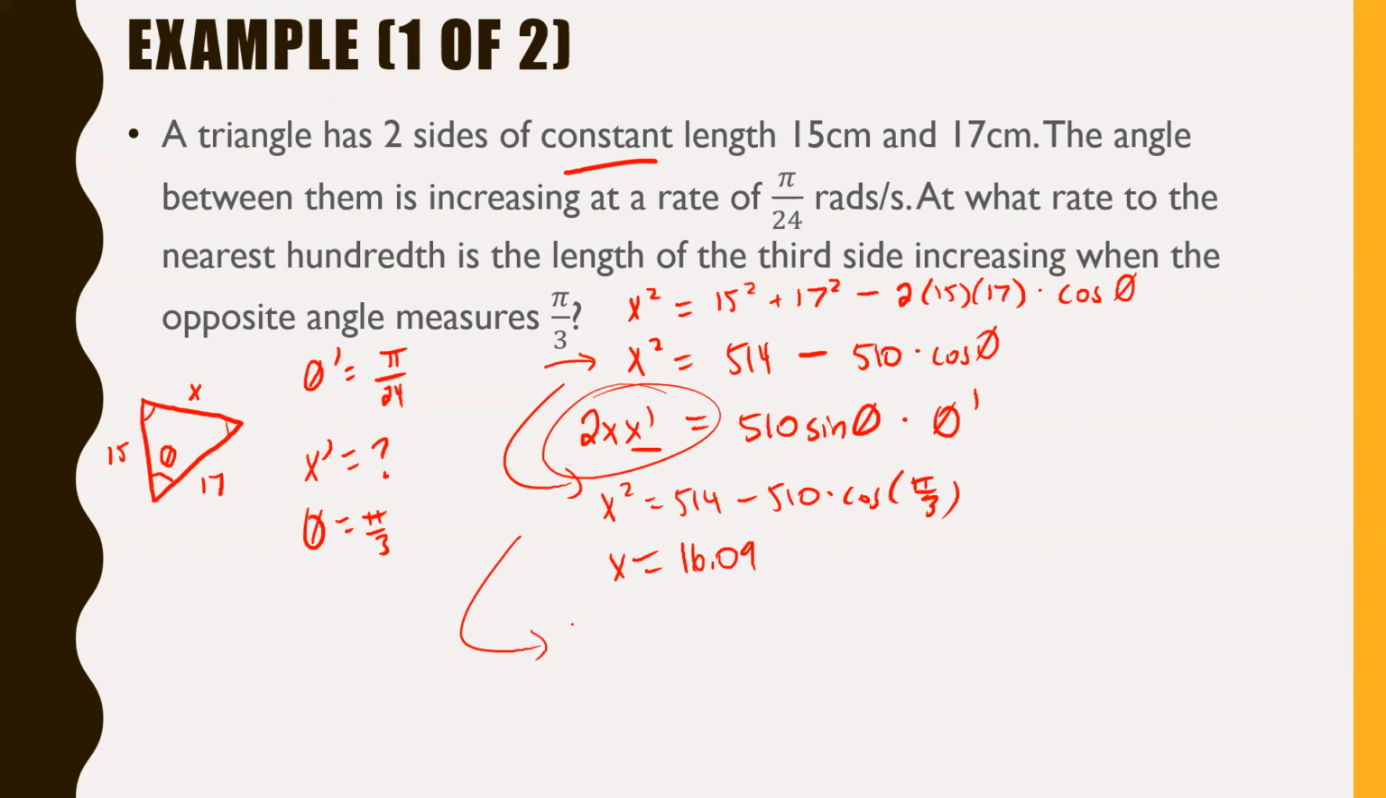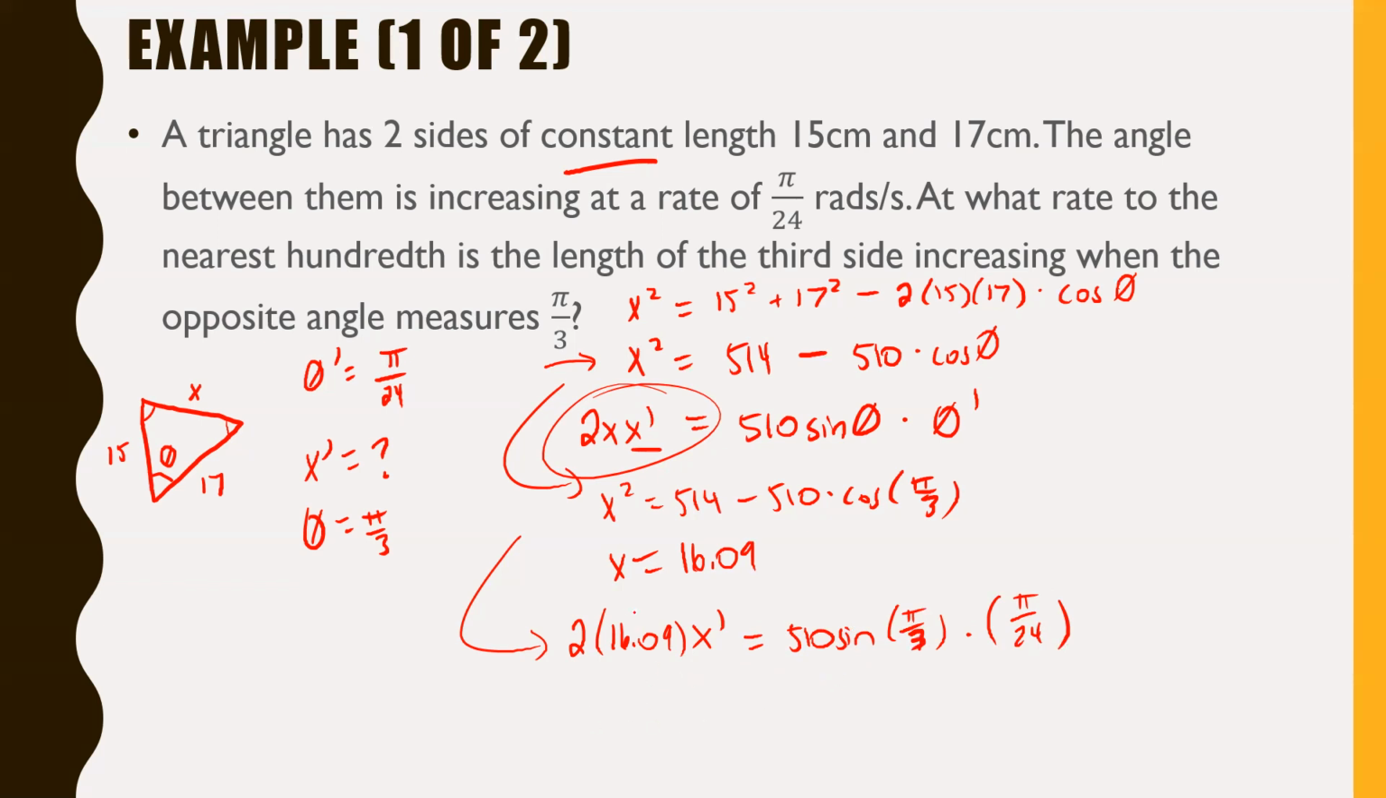Going one step further, we can say it's 2 times x, so 2 times 16.09, multiplied by x prime, which is what we're looking for, equals 510 sine pi over 3 multiplied by theta prime, which is pi over 24. Oh my goodness, this was a long question. I was thinking it was going to be quicker than this.